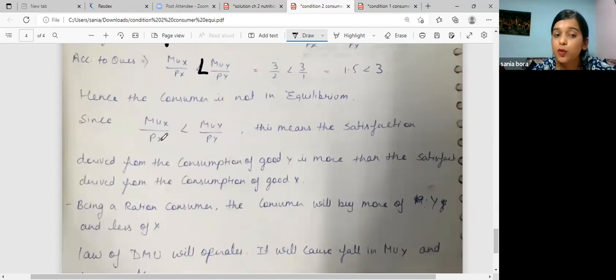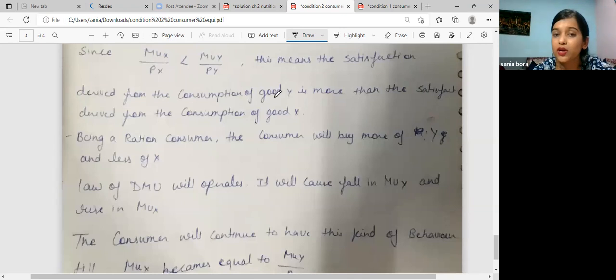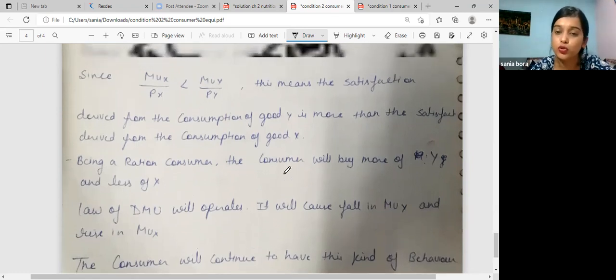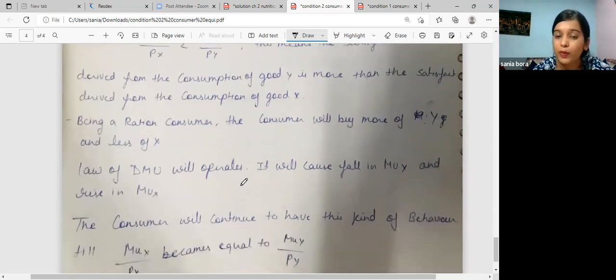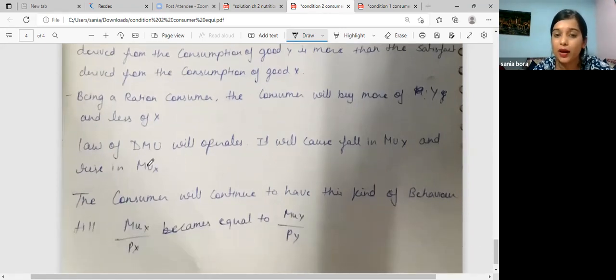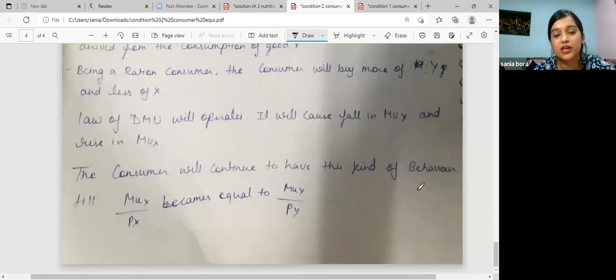Then, since MUX upon PX is less than MUY upon PY, this means the satisfaction derived from the commodity good Y is more than the satisfaction derived from the consumption of good X. So see here, whatever is written, you know the condition, the steps over there, right? You can use your own language and your notes, and you have to write, being a rational consumer, the consumer will buy more of Y and less of X. Okay, the law of DMU will operate. It will cause a fall in MUY and a rise in MUX. The consumer will continue this behavior till MUX upon PX becomes equal to MUY upon PY. Got it clear?